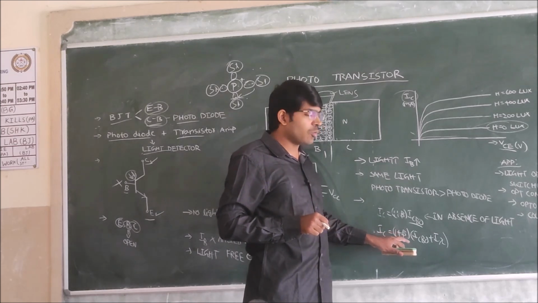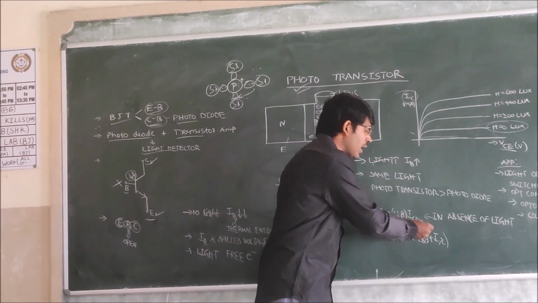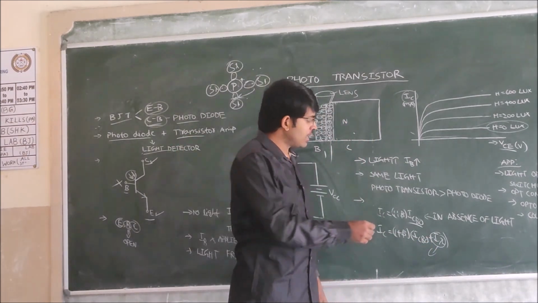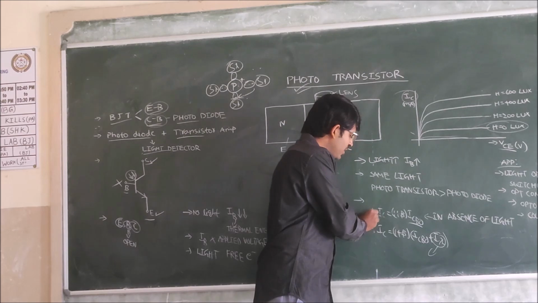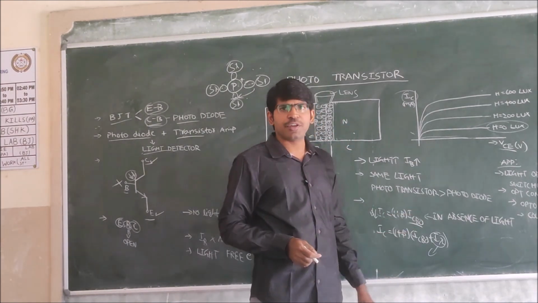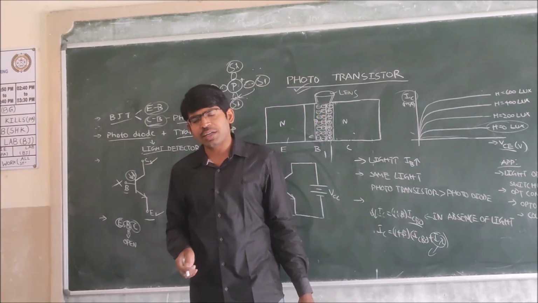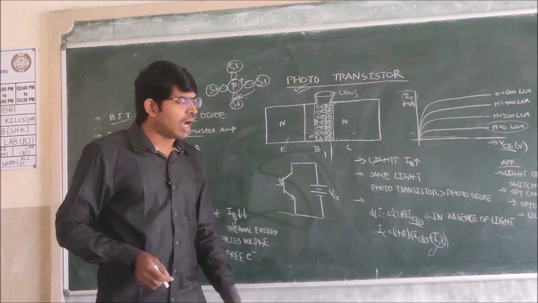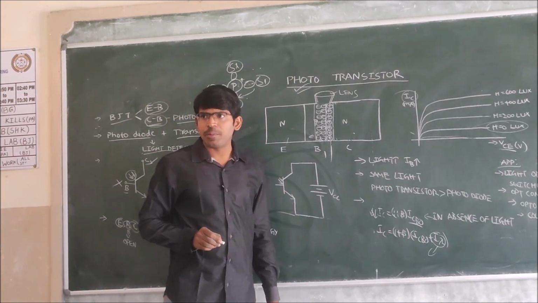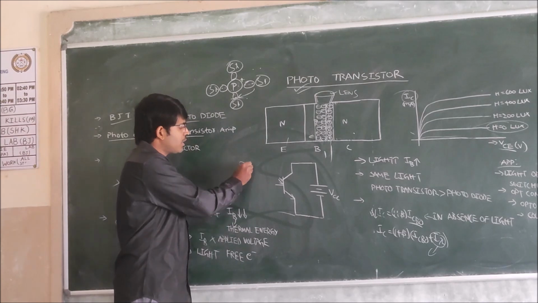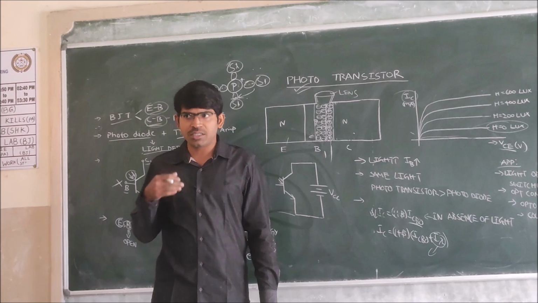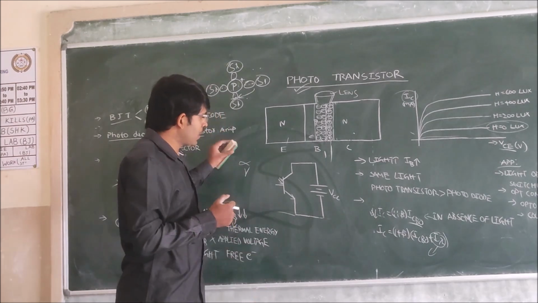And to this collector current, now we are adding some more factor, that is I lambda. This I lambda is due to the incident light. This current is very small, very small. IC is very much small. Beta is the current amplification factor when the transistor is connected in common emitter configuration. Alpha is the current amplification factor when the transistor is connected in common base configuration, and gamma is the current amplification factor when the transistor is connected in common collector configuration. This we have already discussed.